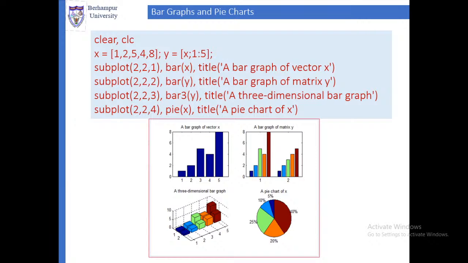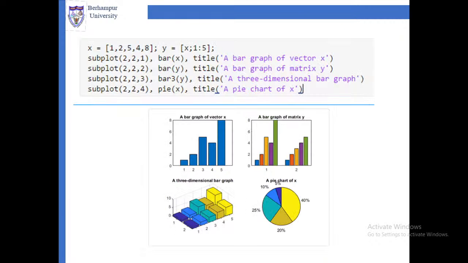Then 2 will be the second element in the first row. Then subplot(2,2,3) is the second row, first element. Subplot(2,2,4) is the second row, second element. First row, first element is a bar chart, which is a vertical bar. First row, second element is a bar chart for Y. Similarly, for subplot with bar3, Y is a 3D bar chart for Y, and pie(x) is a pie chart for x.